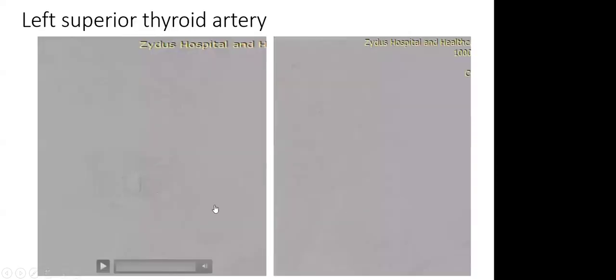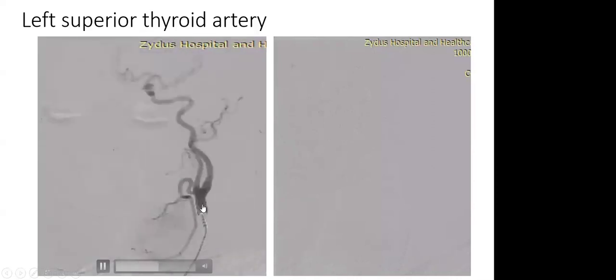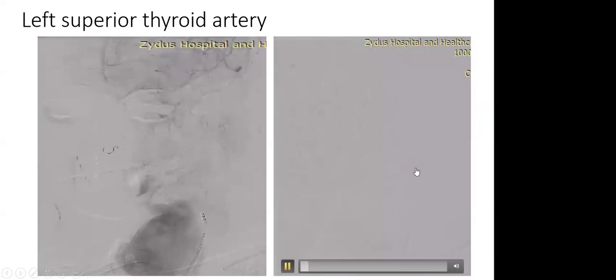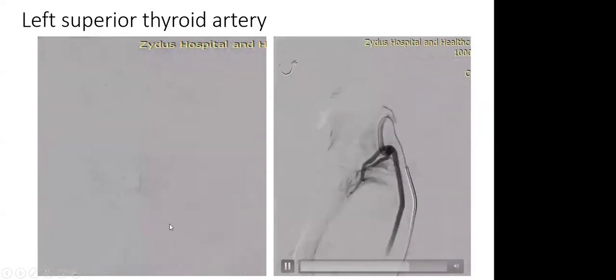So we explained to her, this was the first case that we did in Gujarat for thyroid artery embolization. We explained that we can do this procedure, but we were also not sure of the results, but there is no harm. So we embolized the superior thyroid artery, that is the left superior thyroid artery, along with PVA particles. This is the right superior.